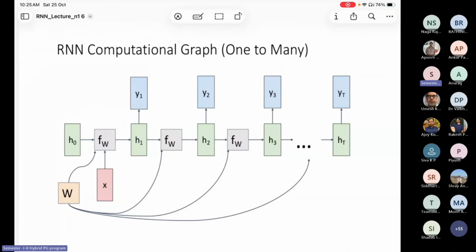Or if you have a one to many problem, like what I told you, the image captioning problem. You are given only one image, and you have to predict a lot of words in sequential order. Here your input is only one, and with the help of that input, you will be predicting all the outputs. And here again you have to find the loss for every output, and then in the similar manner that we have seen in the previous slides, you will aggregate all the losses, and that loss should be back propagated.